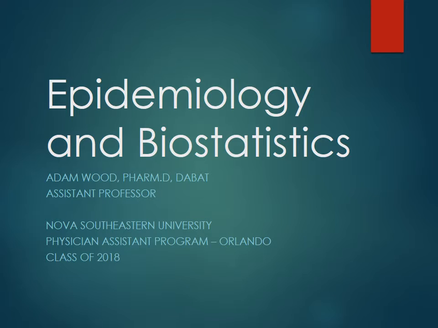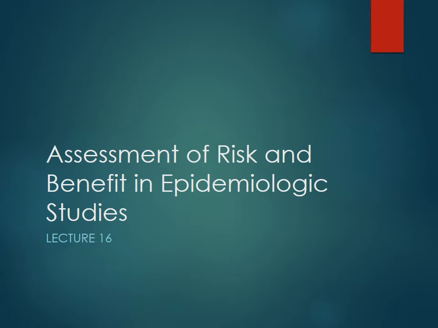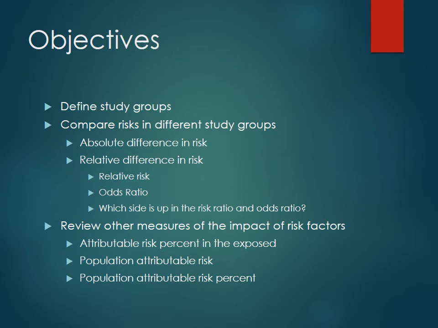Okay, good. So today we're going to be looking at assessment of risk and benefit in epidemiologic studies. You guys remember risk from the biostat section? We're going to have a recap of it today, so everyone's going to be crystal clear on that. We're going to be looking at how we define study groups. We're going to be comparing risks within different study groups, looking at absolute difference in risk and relative risk, and then review other measures of the impact of those risk factors, whether it be attributable risk in exposed patients or population attributable risk. We'll talk about how we can calculate those.